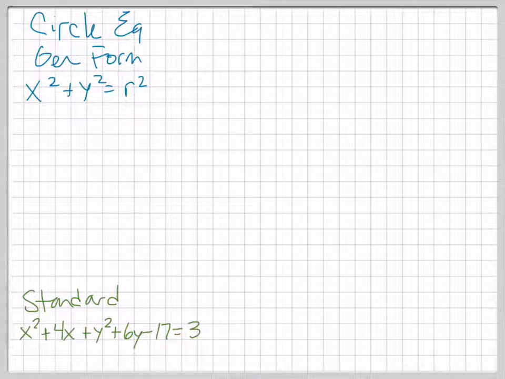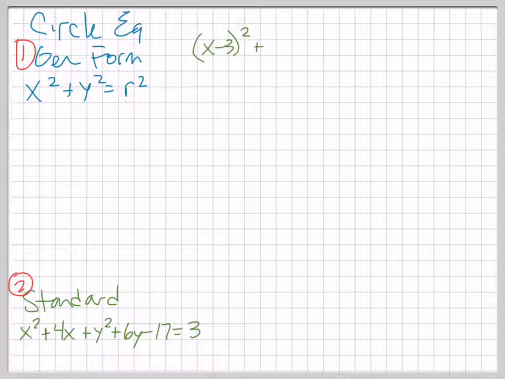Those are two different forms of the equation, and we need to know how to go from general form to standard form, and from standard form to general form. In this video, I'm going to go from general form to standard form, so I'll put number 1 here and end up in standard form. Just to give you an idea, let's make up an equation: x minus 3 squared plus y plus 1 squared equals, we'll say 4.